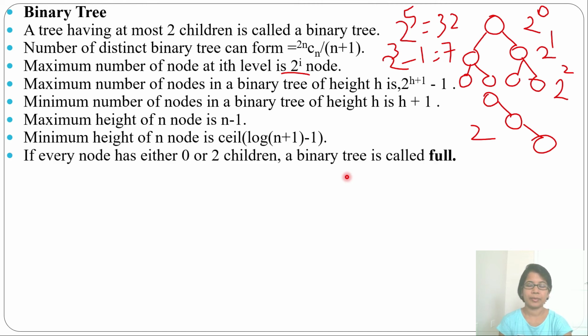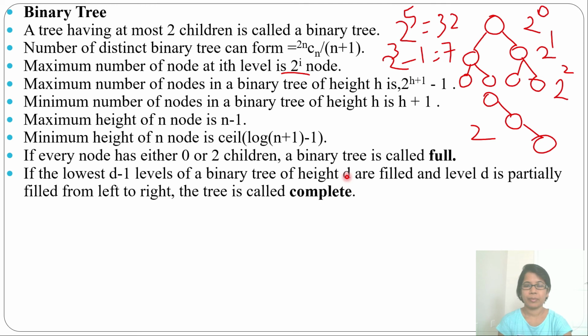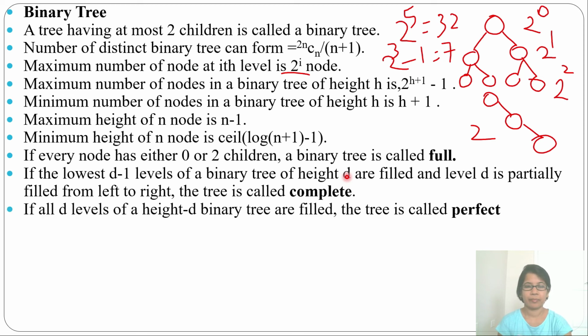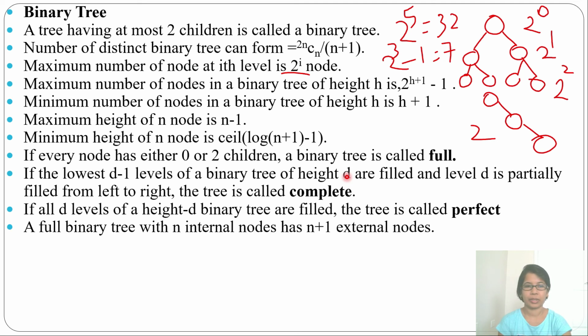So next, if every node has either 0 or 2 children, then it is called a full binary tree. So either there will be 0 children or 2 children. 1 child is not possible. In that case, you can say it is full. Then complete means it should be full and it should be filled from the left side. The last level nodes should be filled from the left side. So that is called a complete binary tree. And perfect means every level is full, then you will say it is perfect.